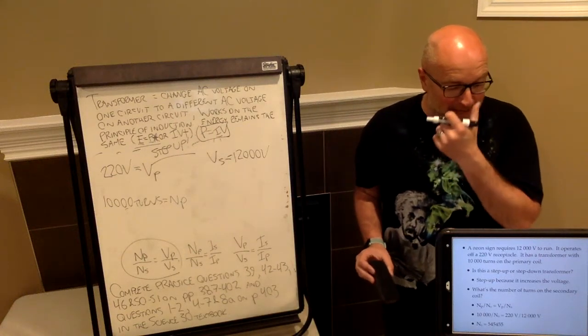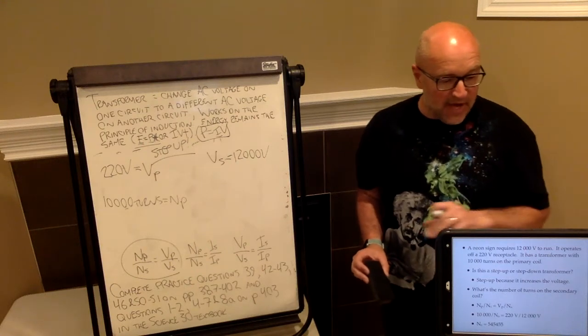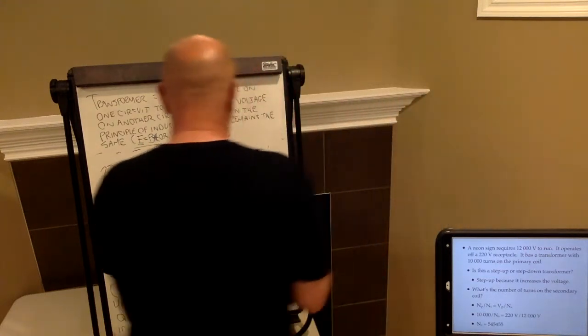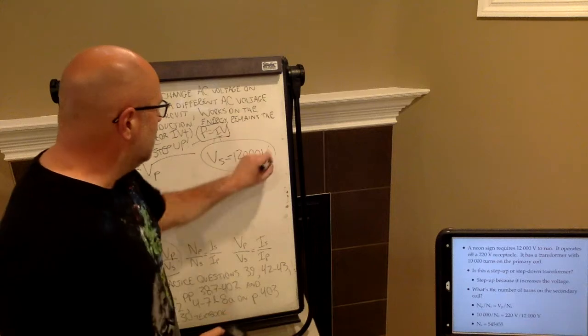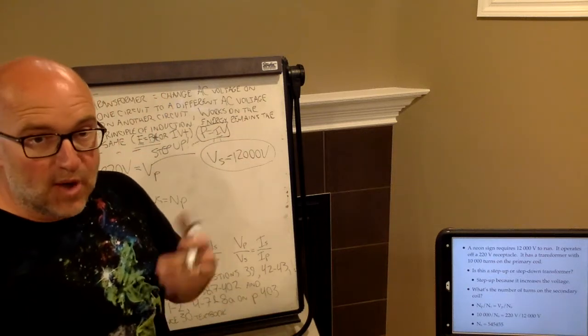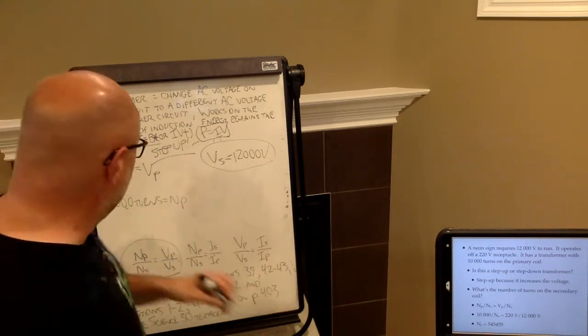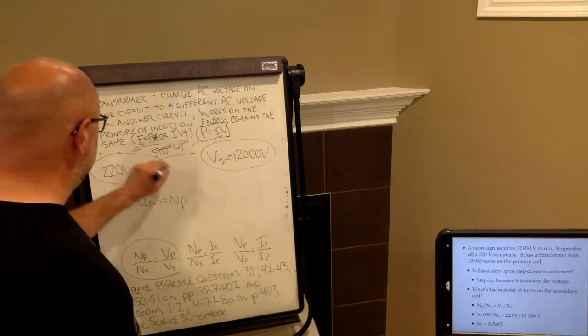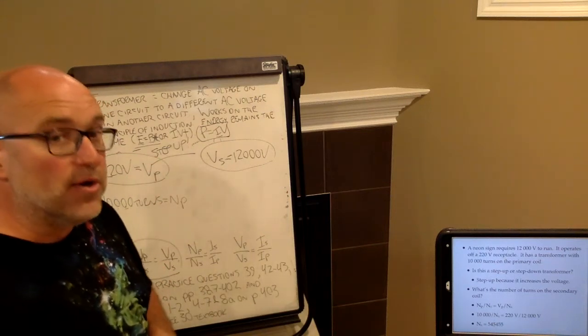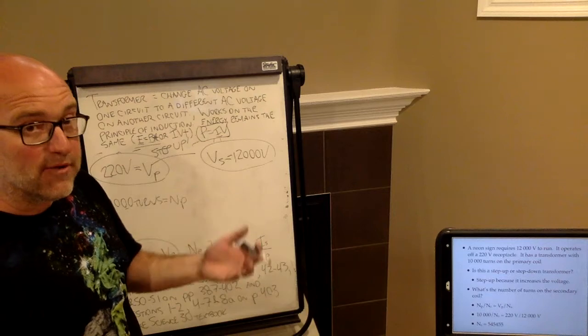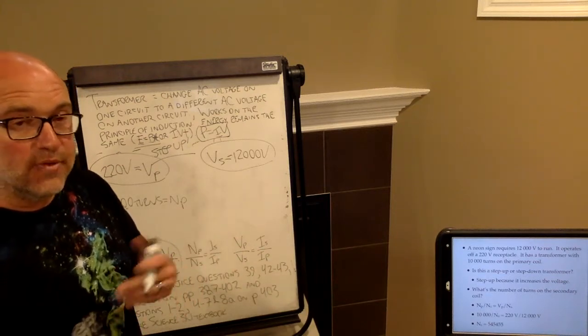Let me just confirm all this. I've got 12,000 as my secondary voltage. It's the one that's leaving the receptacle. 12,000 volts are leaving the transformer. Entering the transformer, 220 volts. That's my primary voltage coming in on the initial circuit.